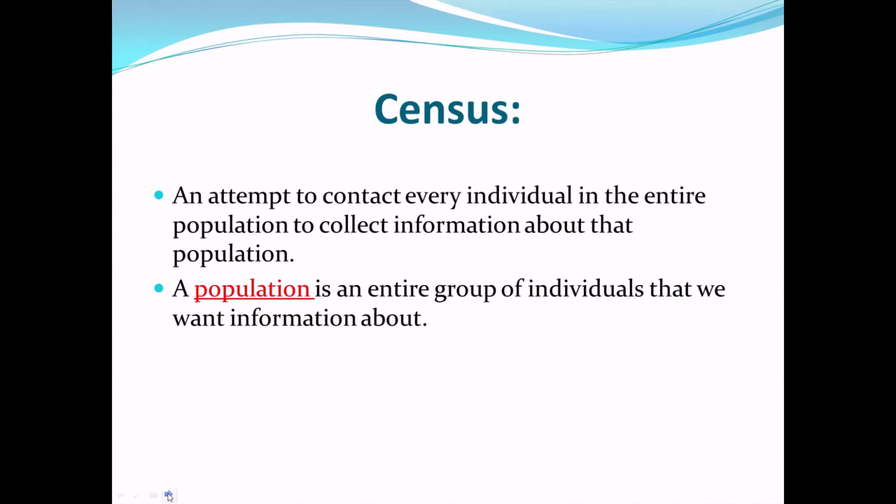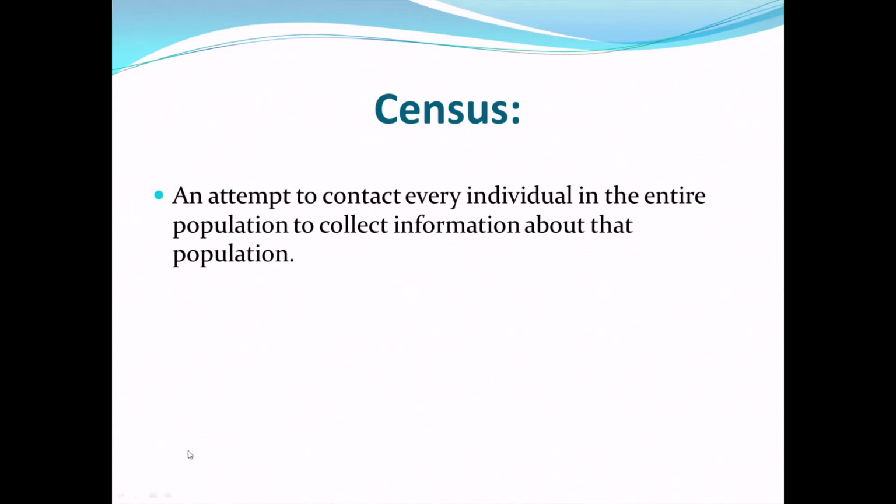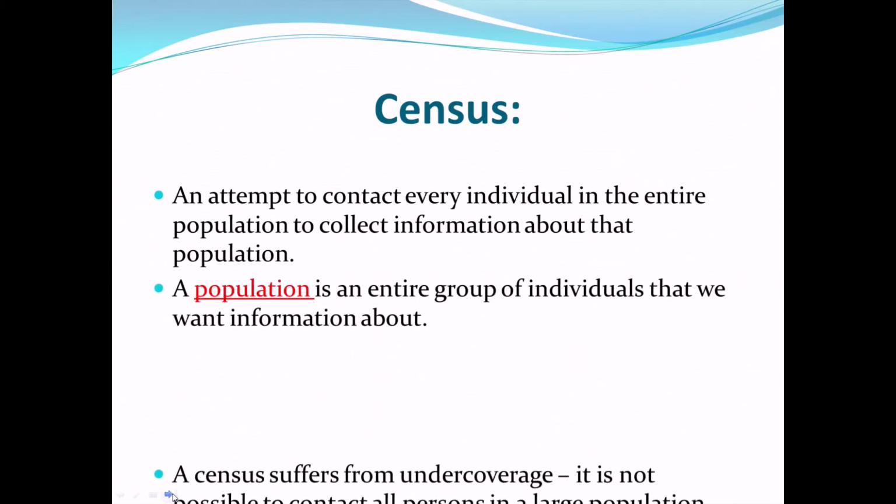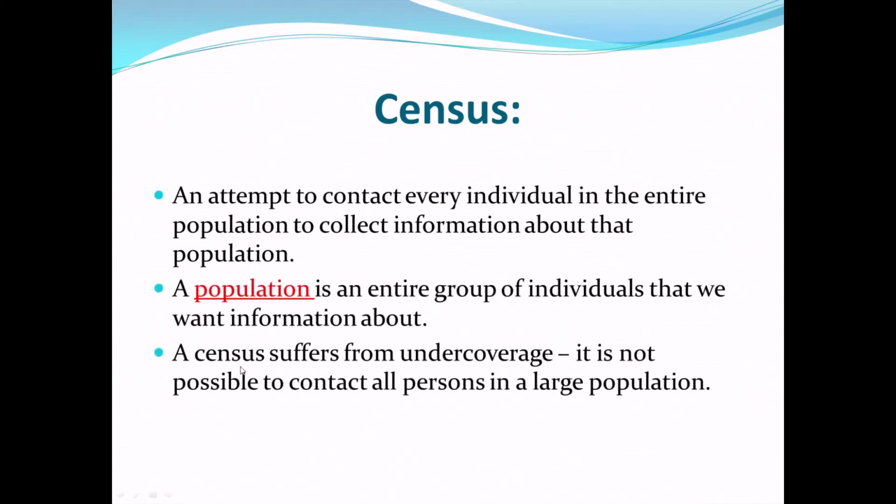Remember, a population is an entire group of individuals that we want information about. You can have really tiny populations, like for endangered species, where you could have 10. But for most of what we cover, we're going to have big populations. Now, this is what we were talking about: a census suffers from undercoverage. It is not possible to contact all persons in a large population.